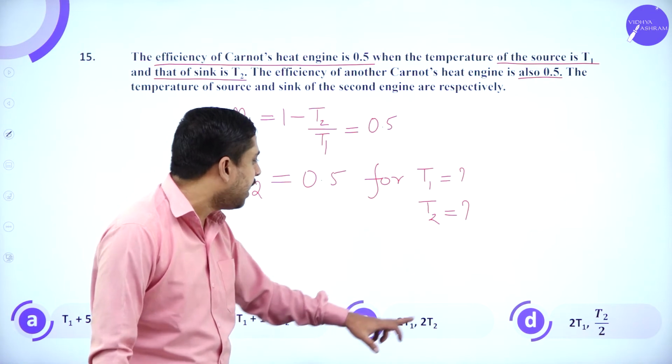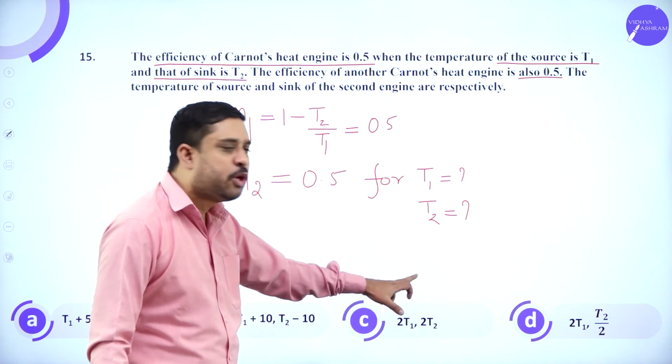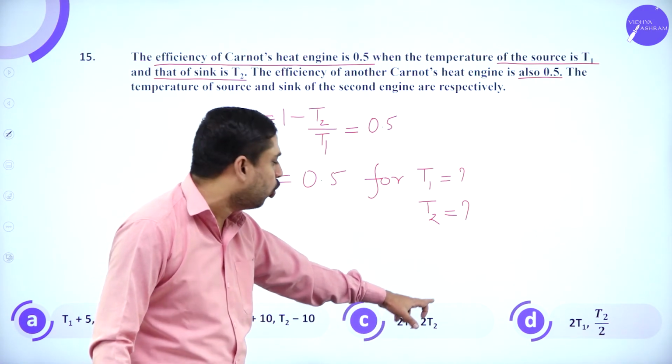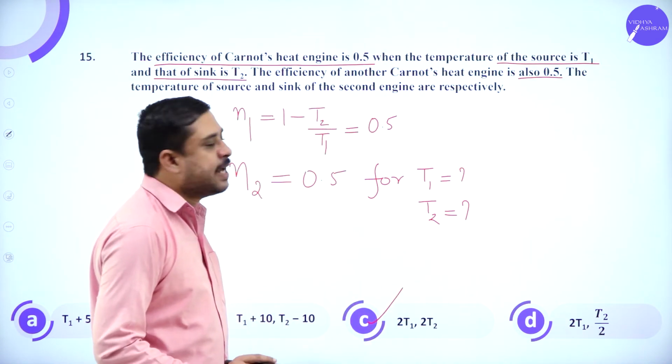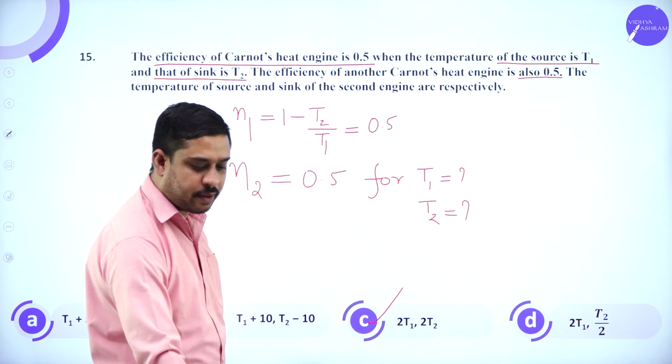So if you observe, it is 2 times T1, 2 times T2. The change is the same. So option C is the answer.